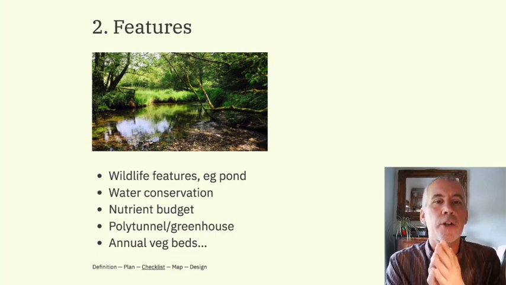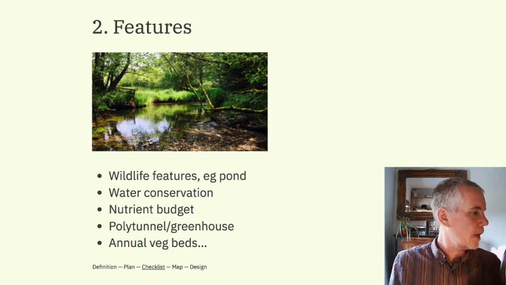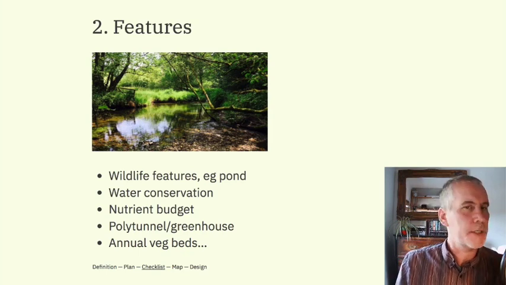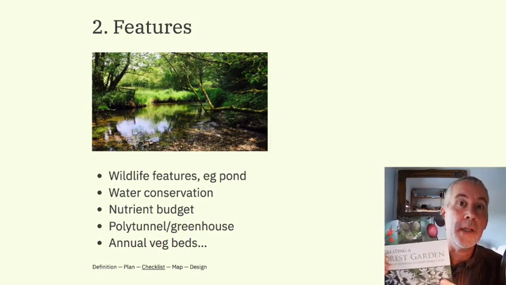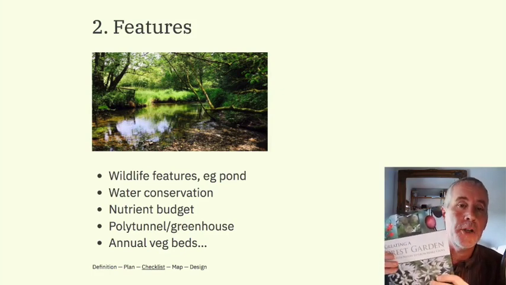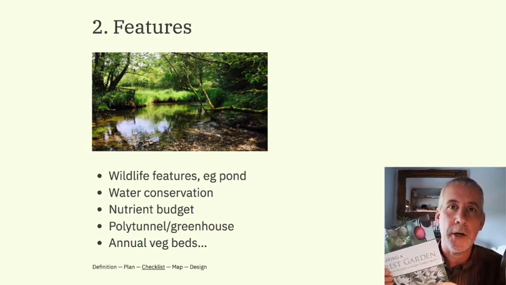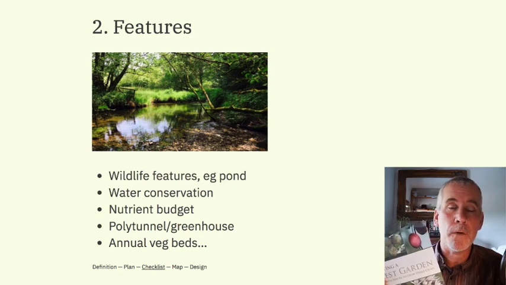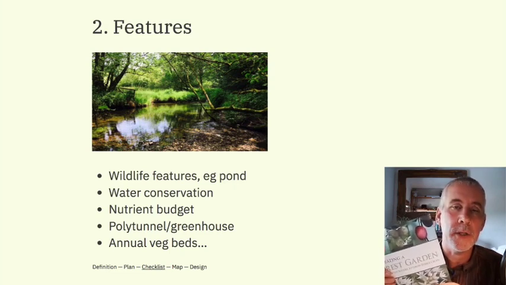And then finally, a nutrient budget as well. It's in Martin Crawford's book, in chapter 6 of Creating a Forest Garden. Do that at the beginning, okay? A nutrient budget really is making sure that the plants which supply the fertility for a garden are enough to feed the trees and the shrubs that you've got, the fruiting trees and the shrubs.